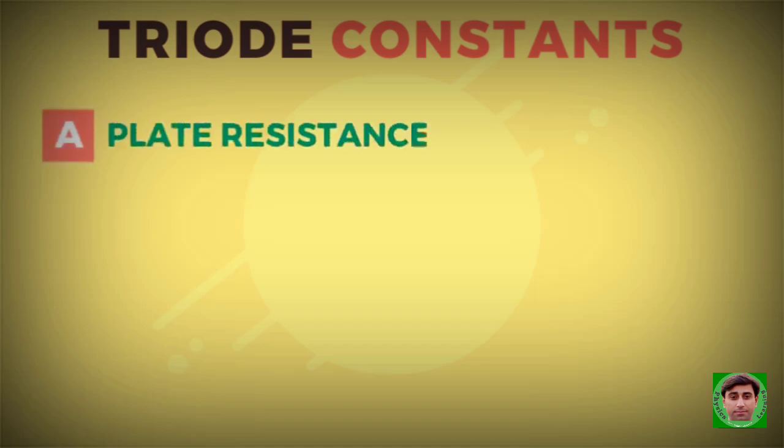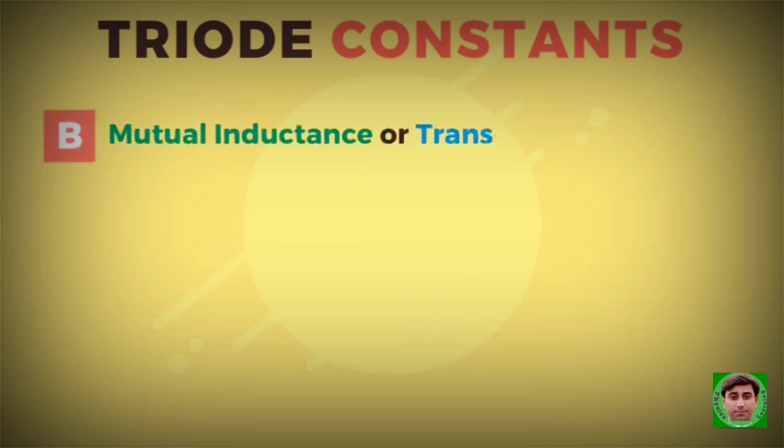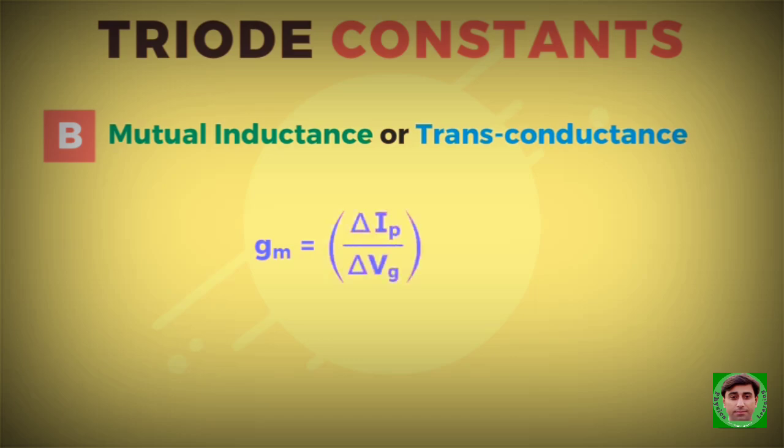A. Plate resistance is defined as the ratio between change in plate potential to the corresponding change in plate current, keeping grid potential constant. B. Mutual conductance or transconductance is defined as the ratio between change in plate current to the change in grid potential, keeping plate potential constant, required to bring about that change in current.